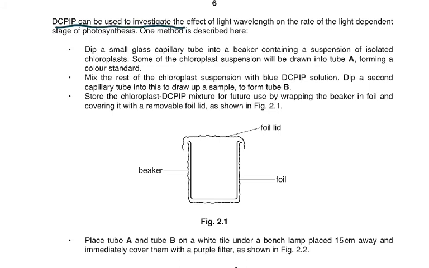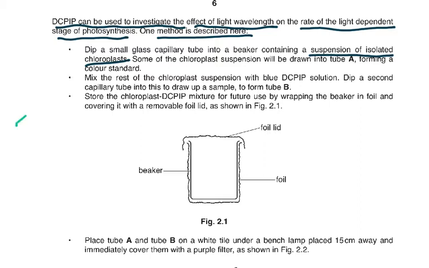DCP-IP can be used to investigate the effect of light wavelength on the rate of the light-dependent stage of photosynthesis. One method is described here. Dip a small capillary tube into a beaker containing a suspension of isolated chloroplast. So you take a very thin capillary tube and you fill it up with the suspension of isolated chloroplast. So this is going to give you a sort of green shade.